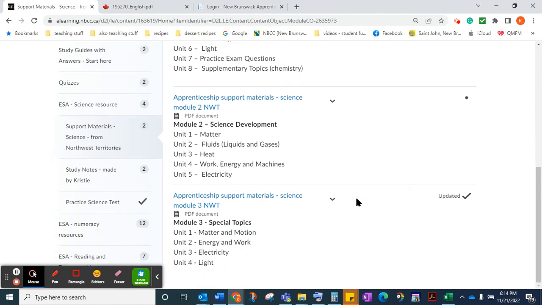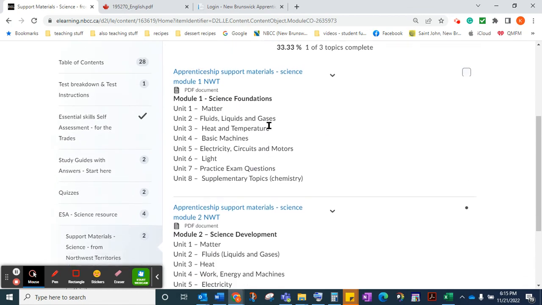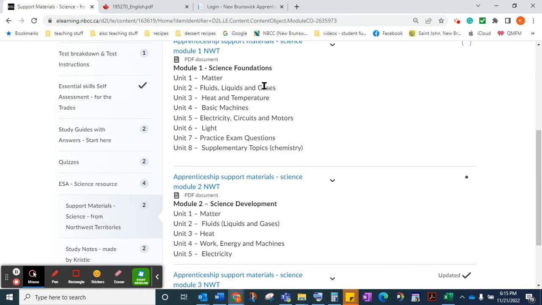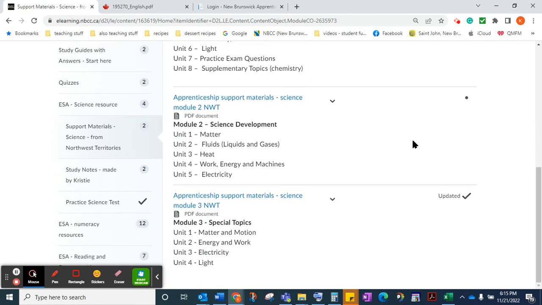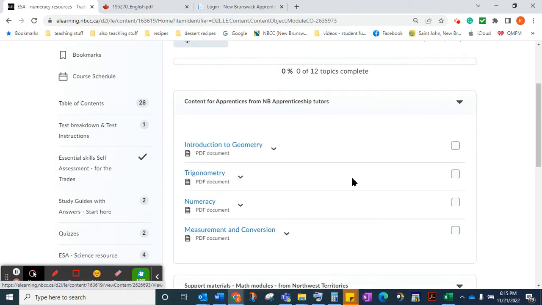You can see what you think. Definitely pay attention to work, energy, and machines. Energy and work. You're already doing quite a bit with electricity. Matter. They like to talk a lot about fluids and liquids and gases. They like temperature, like basic machines. Number 1's your best bet. There's other good stuff in those as well. That's the science portion. There's also extra questions in here on numeracy.